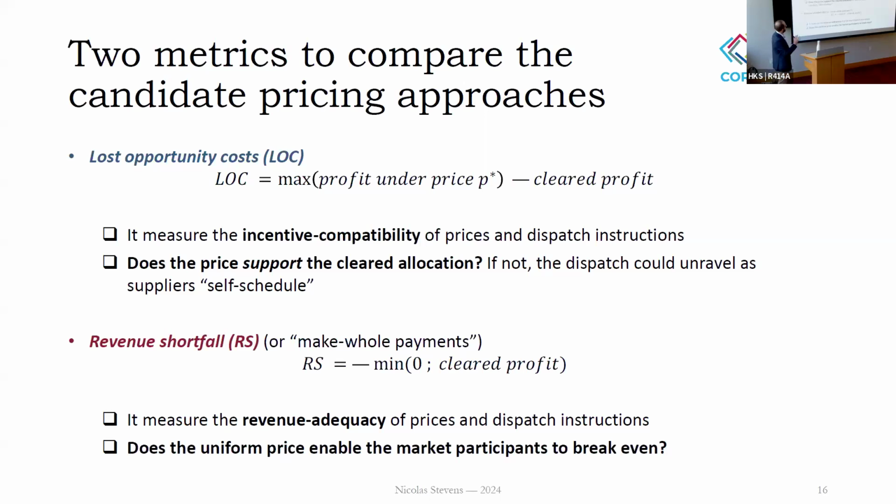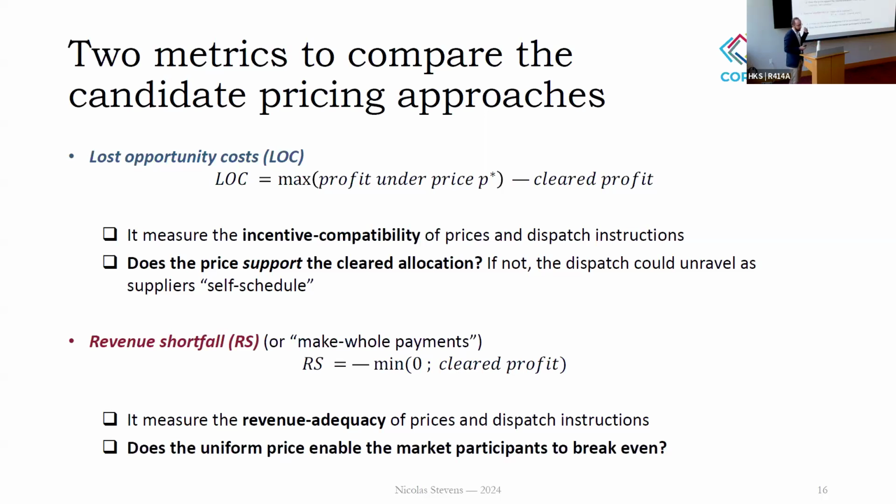Mathematically, if you want to define it, the lost opportunity cost would be defined as the difference between the maximum profit that a supplier or a demand bid or a market agent could make given the price, minus the profit that it does make if it implements the allocation cleared in the auction, right? So that is the concept of lost opportunity cost.